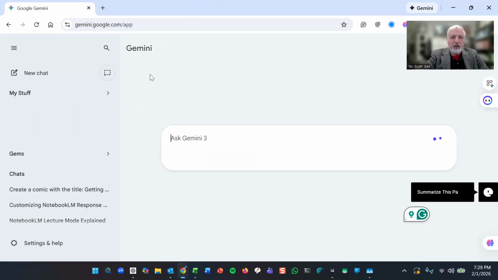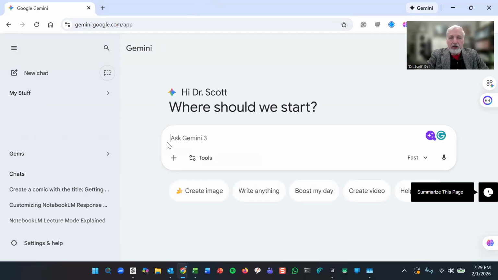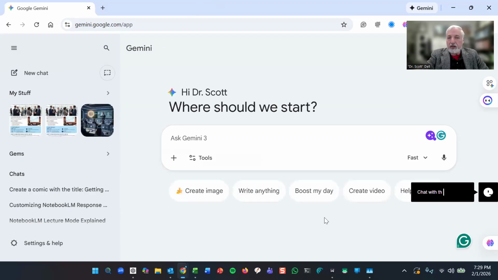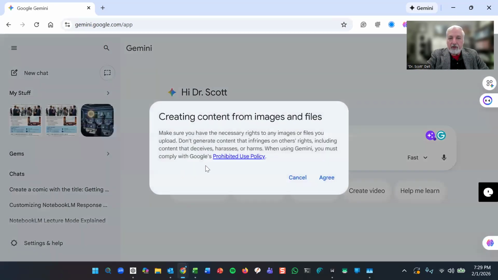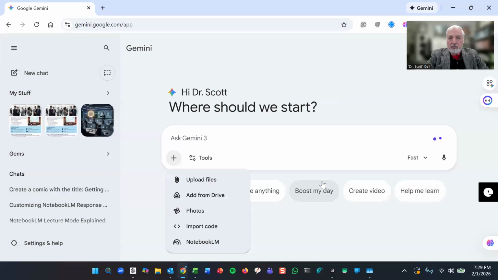Okay, so we're here in Gemini, and we're looking, and it's saying create image, write anything, looks by day, create a video, some tools. Let's see what some tools they have around here. Okay, create images, content, images. Okay, yeah, I'm going to go there. Upload, add from Drive, photos, import code, Notebook LM. All right, this is a good place to access Notebook LM or the Help Me Learn mode here.